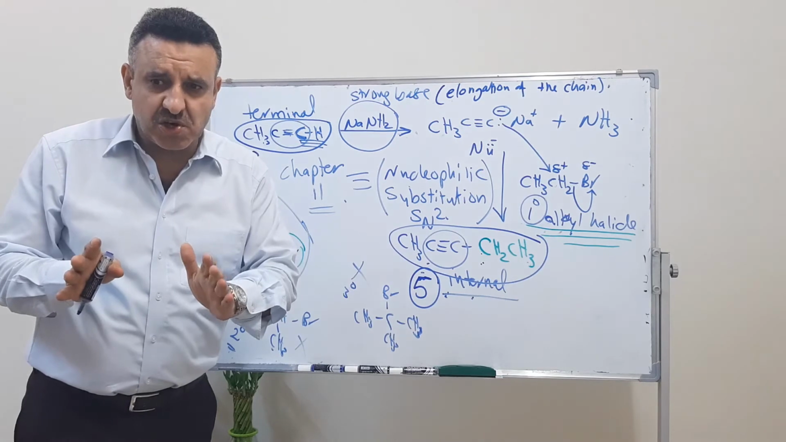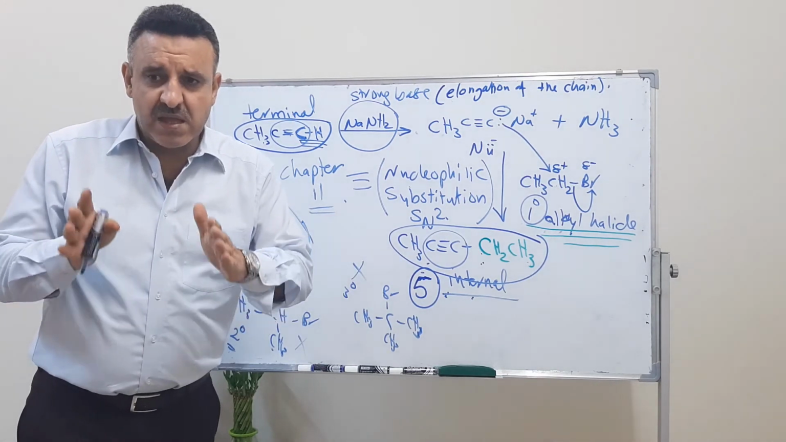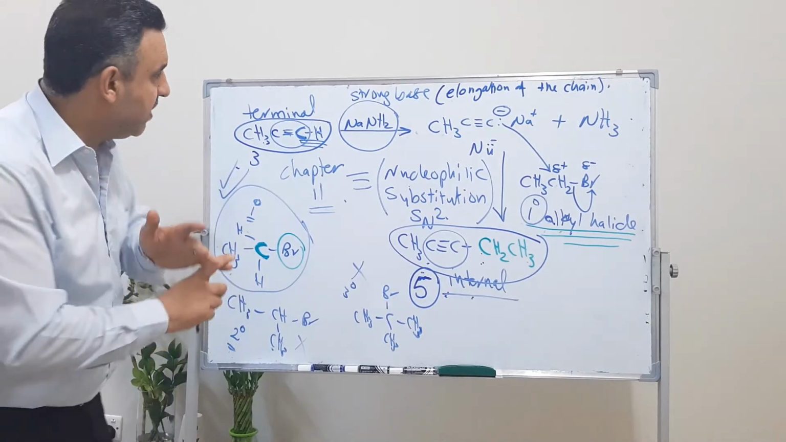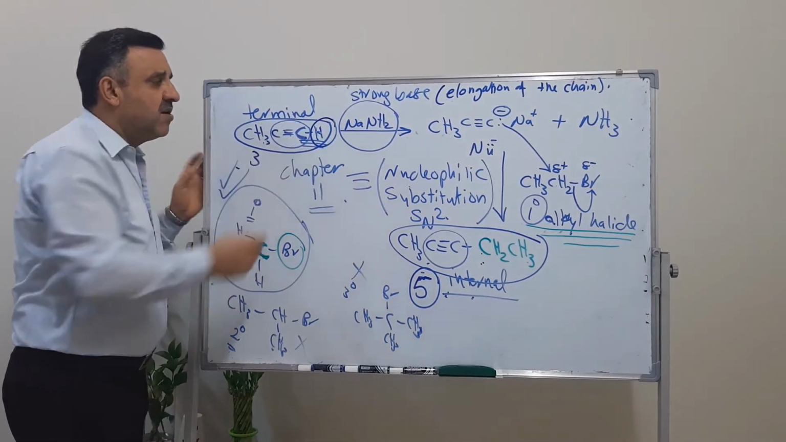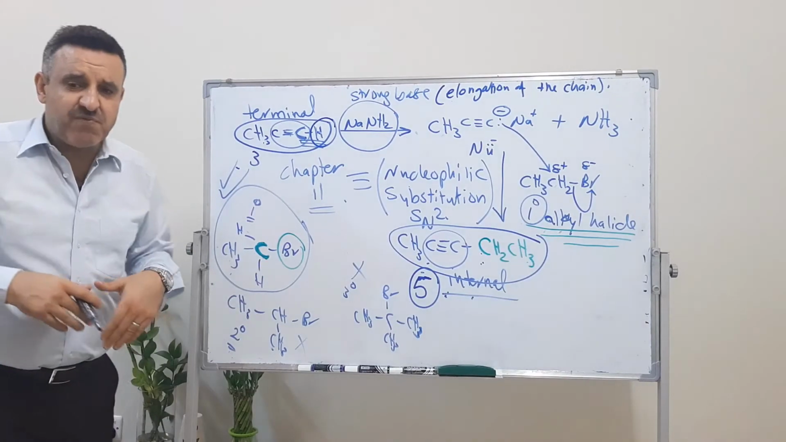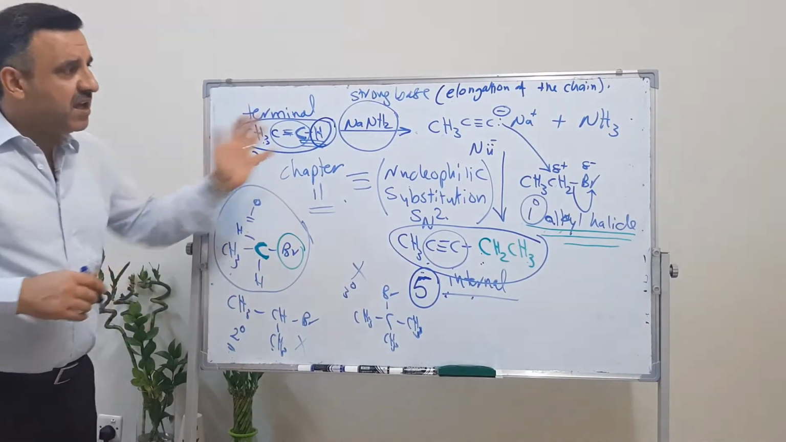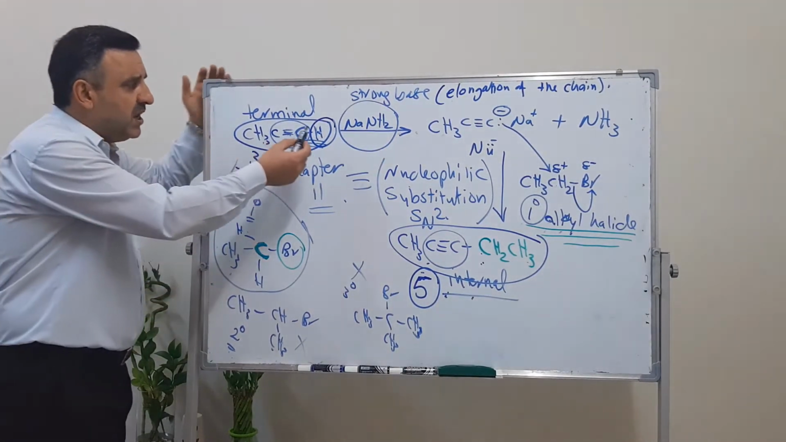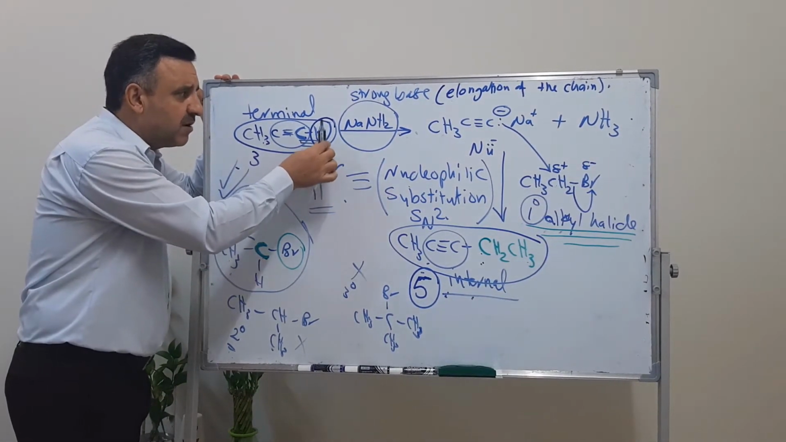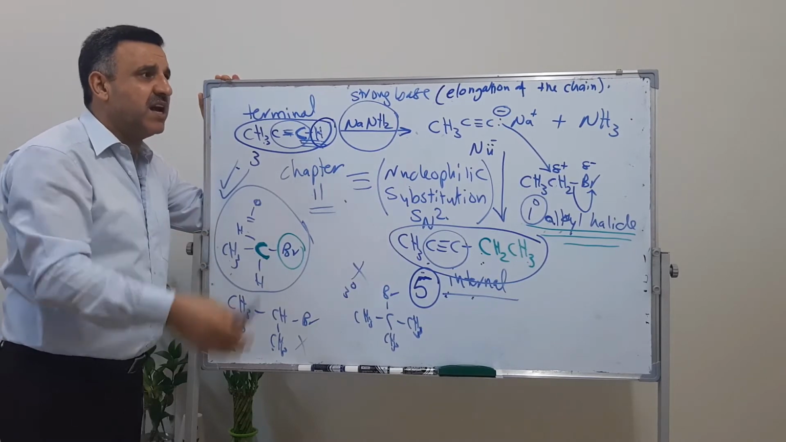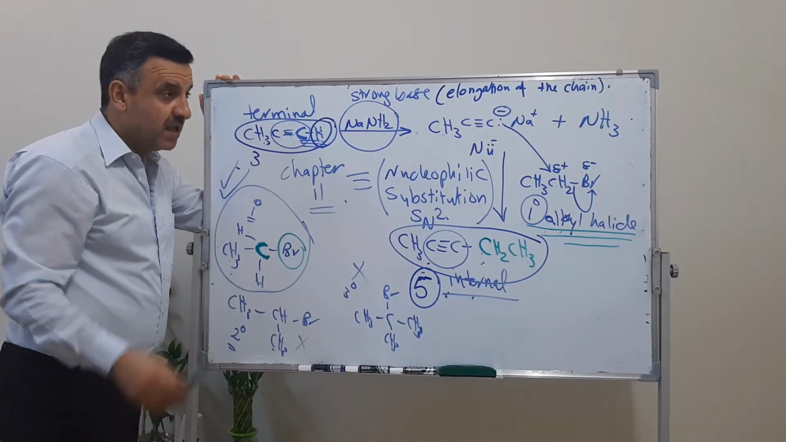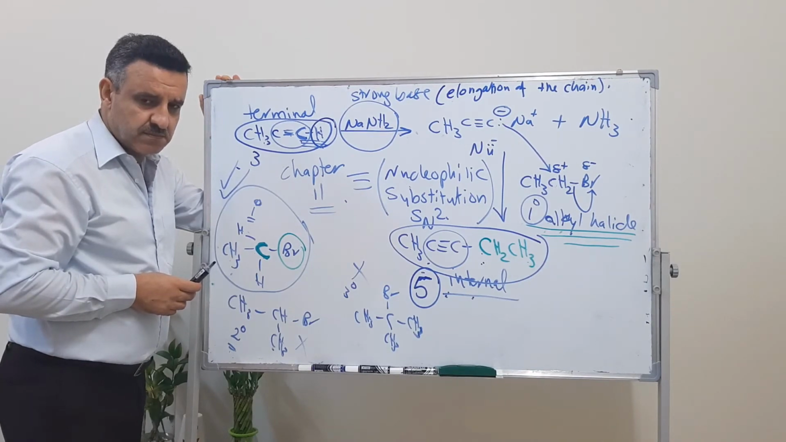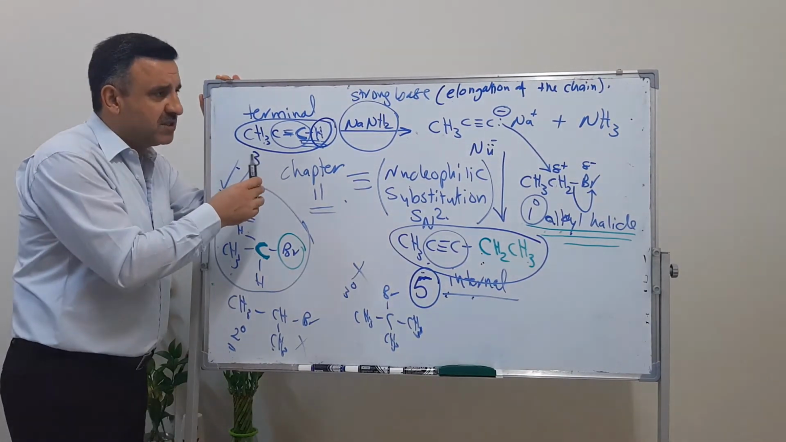Just to make the story short, you must remember this. This reaction applies only to a terminal alkyne. We must have a terminal alkyne for this reaction to take place. If we don't have a terminal alkyne, then the whole reaction will never work. Why? Because we need a hydrogen here to be acidic, which the terminal alkyne can provide. Is that clear, guys? Yes, so this is a very important thing.